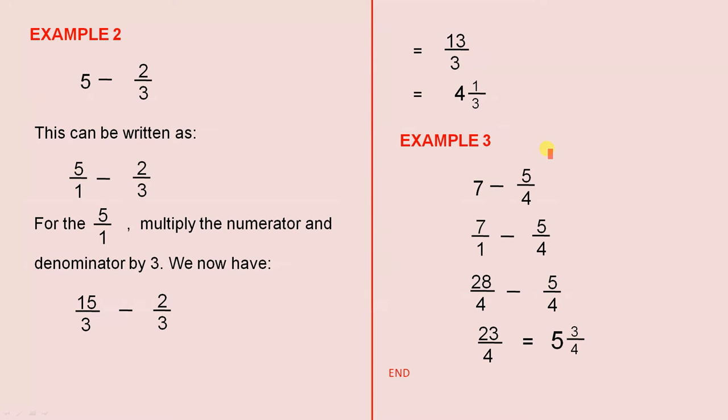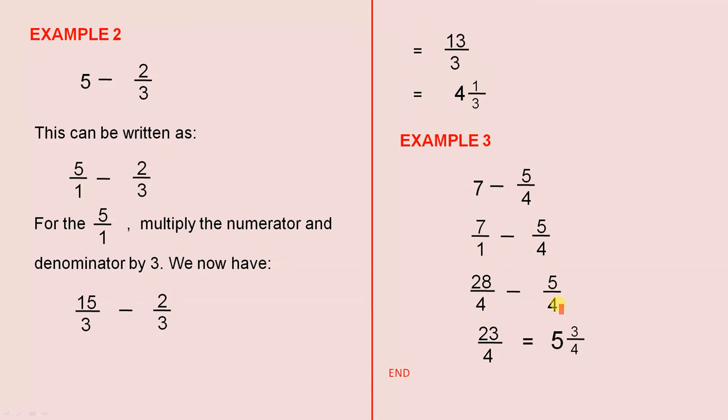Example 3. 7 minus 5 over 4. That gives us 7 over 1 minus 5 over 4. So 7 over 1, that looks like a fraction. Now we need both denominators to be 4, so we multiply top and bottom by 4. 4 7s are 28 and 4 1s are 4. So that's 28 over 4 minus 5 over 4.